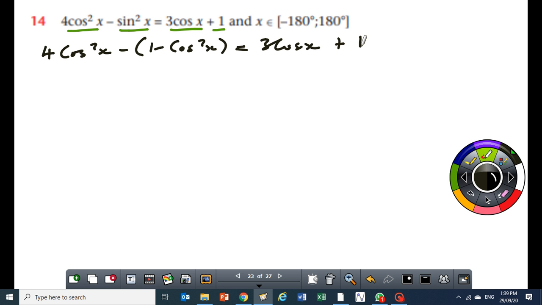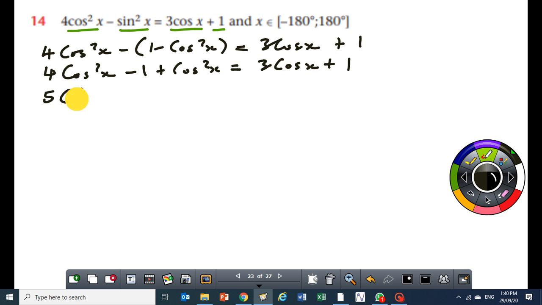Okay? Then you remove brackets, you get 4 cos squared x minus 1 plus cos squared x equal to 3 cos x plus 1. Then you need to take the 3 cos x and the plus 1 to the left. If you do that, you get 5 cos squared x minus 3 cos x minus 2 equal to 0.